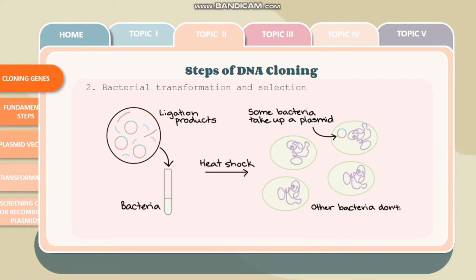The next step is bacterial transformation and selection. Plasmids and other DNA can be introduced into bacteria such as the harmless E. coli used in labs in a process called transformation. During transformation, specially prepared bacterial cells are given a shock such as high temperature that encourages them to take up foreign DNA.